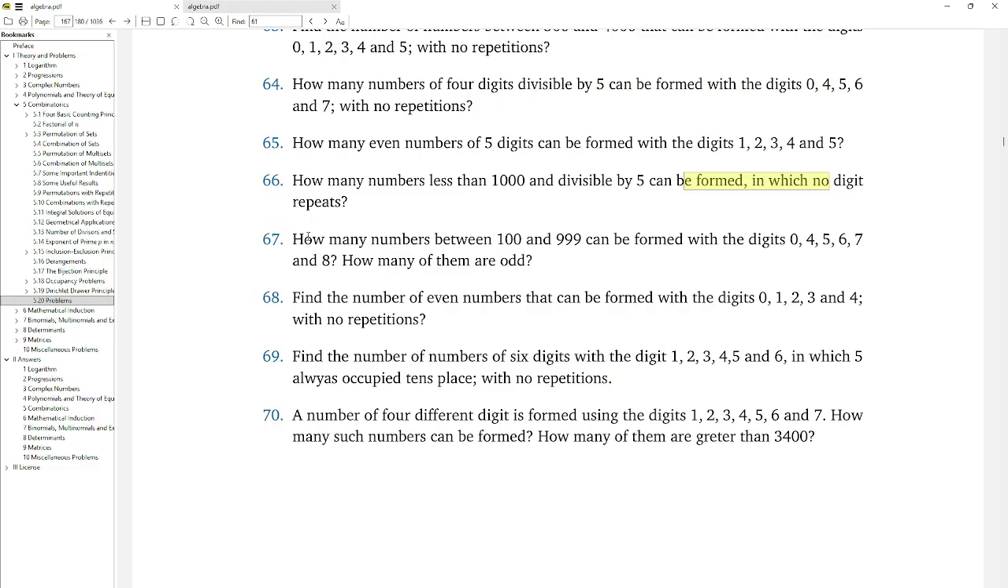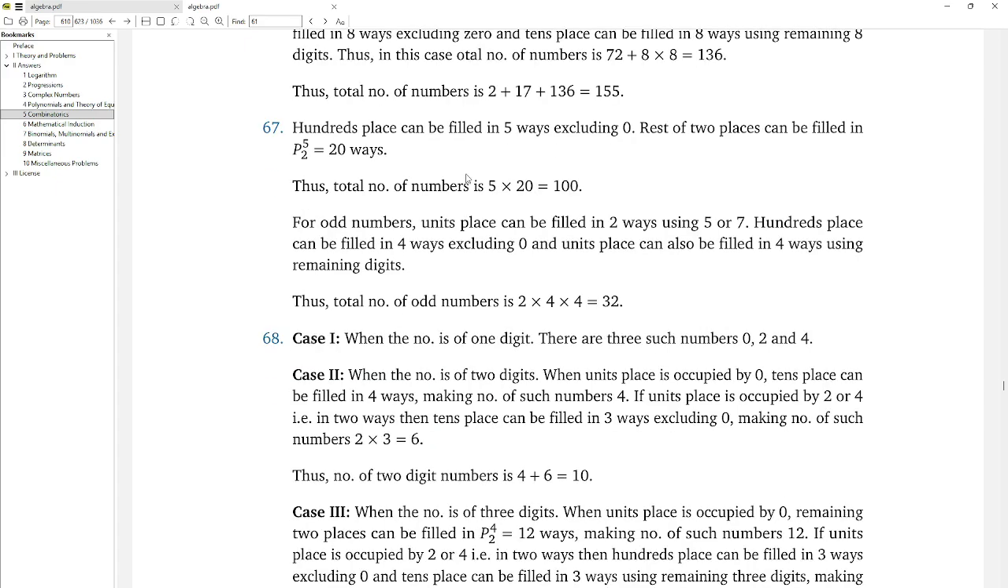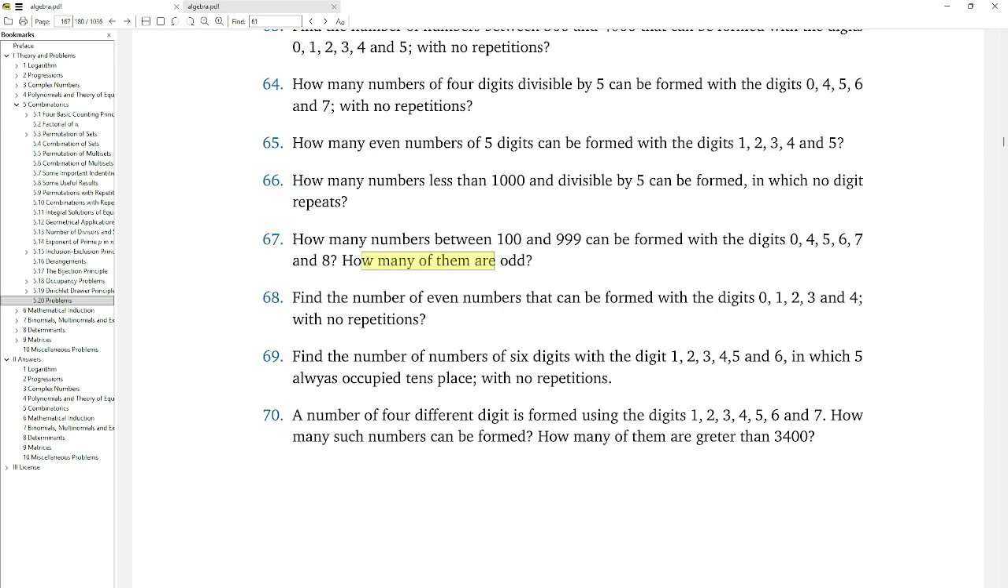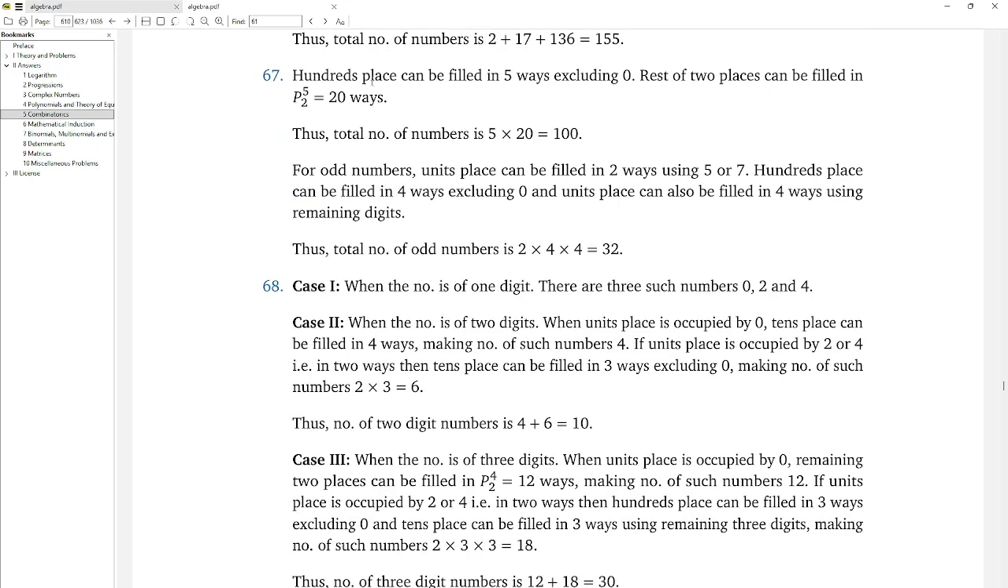Question 67 says that how many numbers between 100 and 999 can be formed with the digits 0, 4, 5, 6, 7, and 8? How many of them are odd? So, 67, right? Okay. So the hundreds place can be filled in 5 ways, excluding 0. The remaining 2 places can be filled in 5P2, that is 20 ways. So the total number of numbers is 5 multiplied by 20, that is 100.